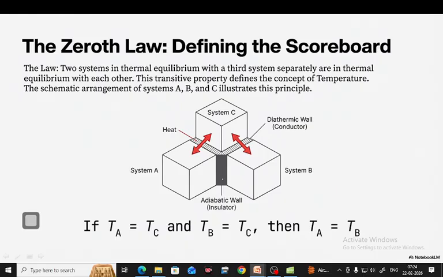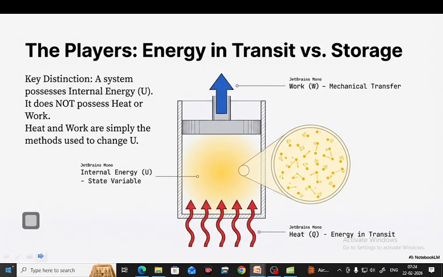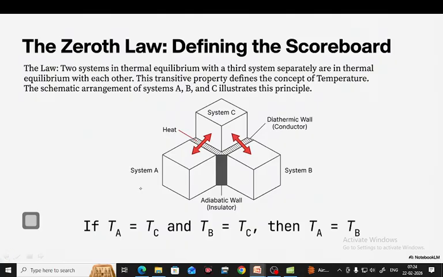You see, this is the adiabatic wall, right? And this is the adiabatic wall. This is the diathermic wall or conductor. This is heat. So between A and B there is an adiabatic wall, but between C and A there is a diathermic wall, and between C and B there is a diathermic wall.